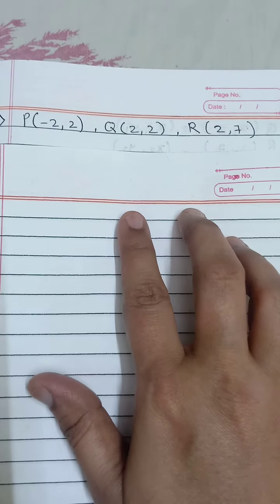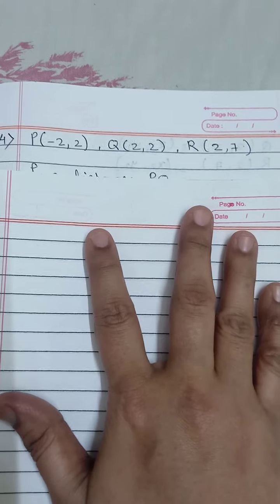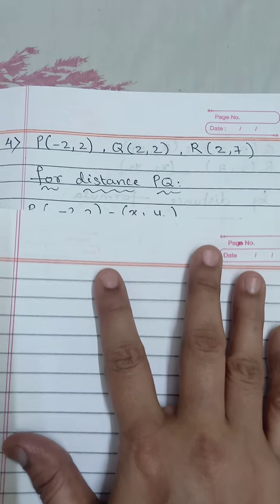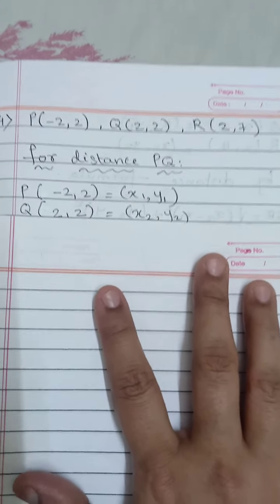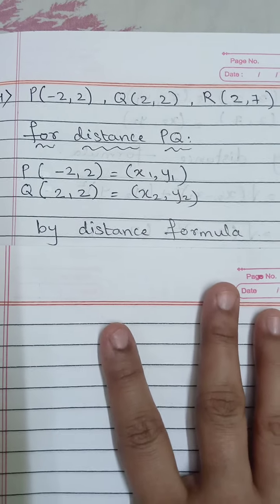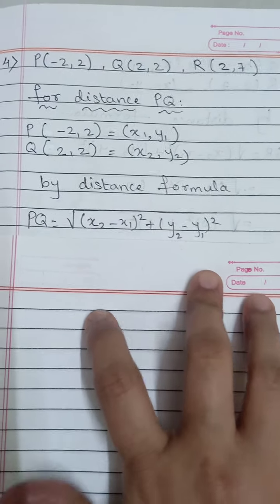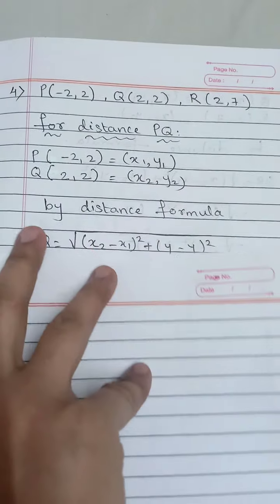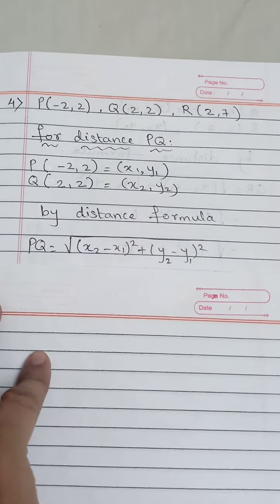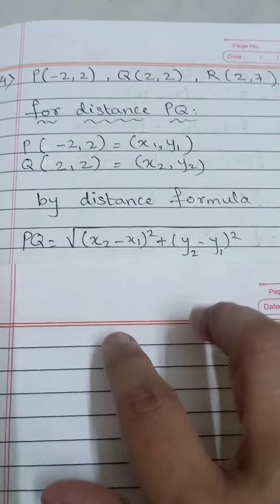So I have taken here all the 3 points P, Q and R with their coordinates. First I will find the distance PQ. The same method we will apply, no change in the method. For distance PQ, we will write both the points P and Q. First point will be x1, y1, second will be x2, y2. Then by the distance formula we will find PQ. The formula is the square root of (x2 minus x1) the whole square plus (y2 minus y1) the whole square, all the terms under the root.